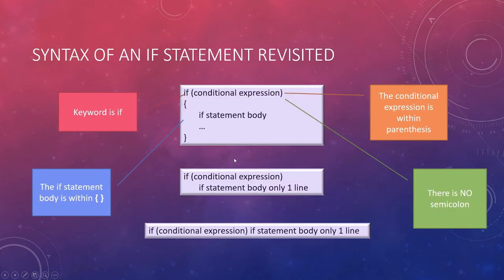Now let's look at an if statement in review of our syntax here. The keyword is if. The if statement body is enclosed within curly braces. The conditional expression is enclosed within parentheses, and there is no semicolon in the if statement. Okay, it's a block statement. It has a whole block of code.